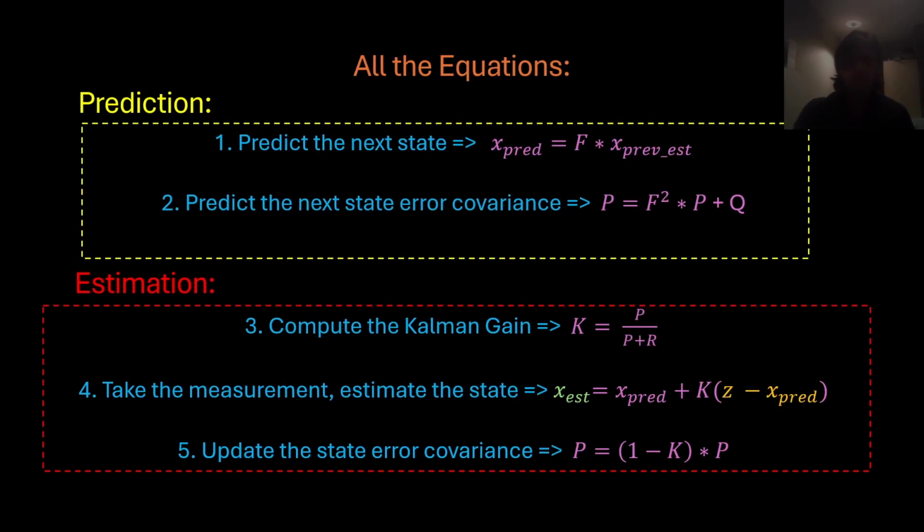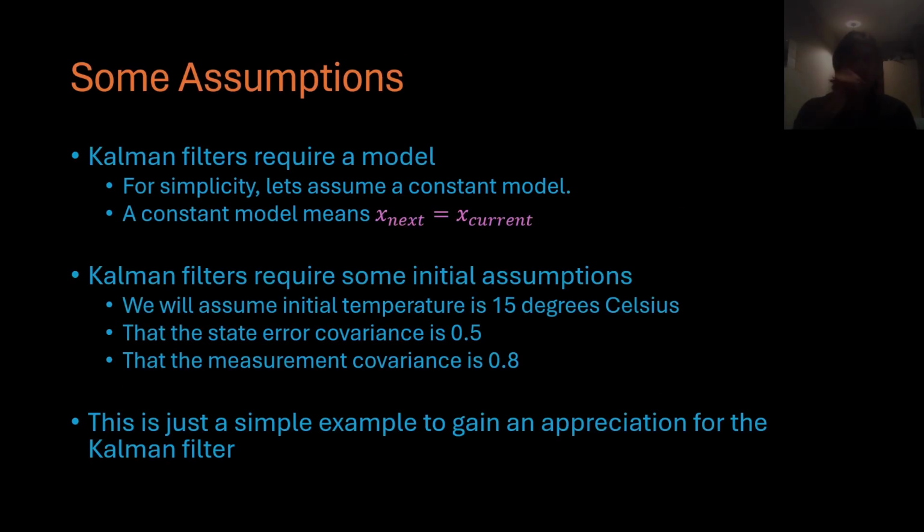Now, remember from last lecture, these are all the equations. When I handwrite them, I'll write them all down for you, but here's what they look like. You predict, then you do your estimation stage. Now, some key assumptions. Remember that a Kalman filter requires a model. For simplicity, we don't want to spend hours calculating on sheets of paper, so we're just going to use a constant model, which means that the next prediction equals the last prediction.